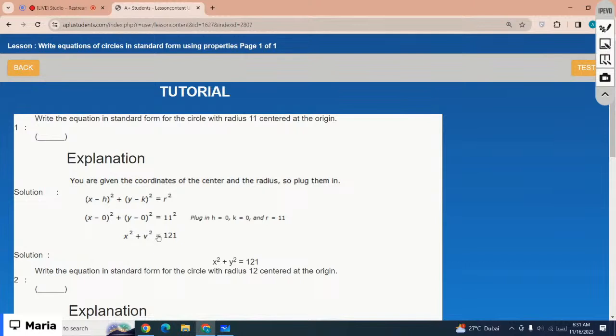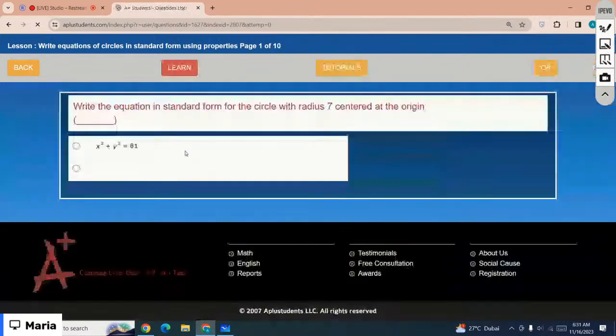So the equation of the circle is x squared plus y squared equals 121. Okay, let's just start with the practice questions.